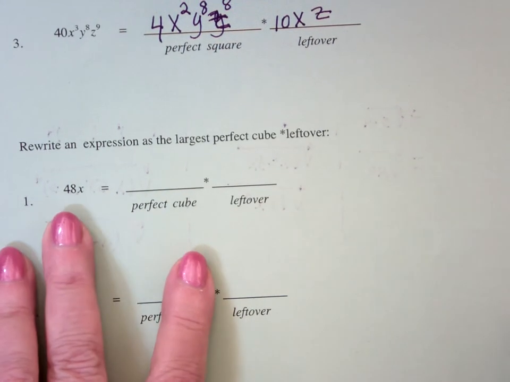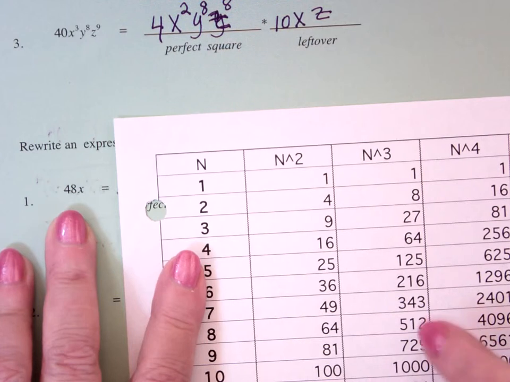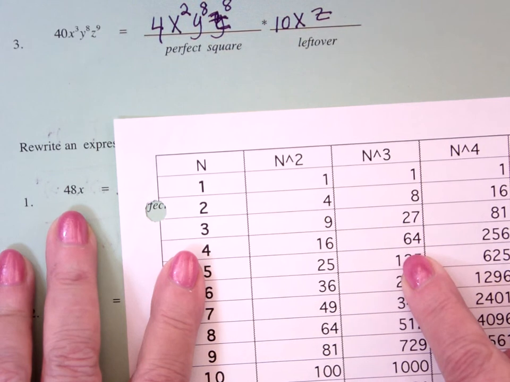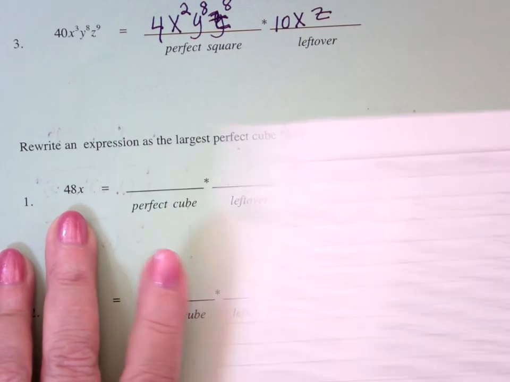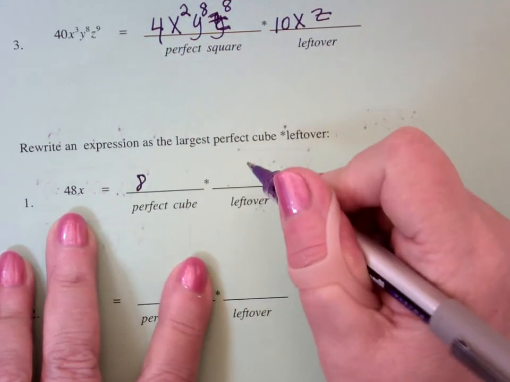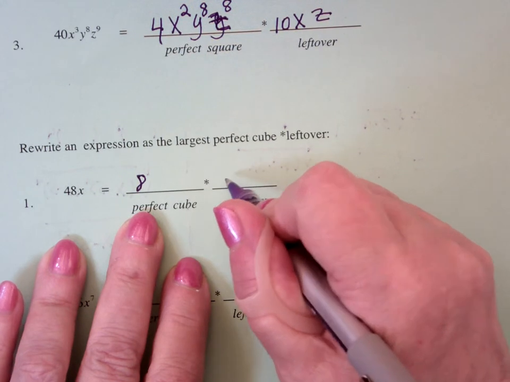The perfect cube that is in 48. Well, I need a number that divides 48 that's a cube. 27 doesn't. 64 is too big. 8 does. So 8 is the cube that is in 48. And what do I multiply 8 by to get 48? 6.